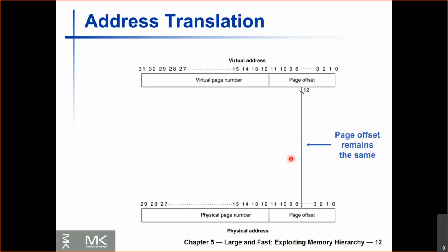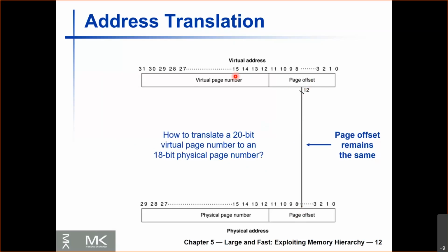Now, we said before that the page offset remains the same because the page offset differentiates bytes within a page. It's the same for the virtual page and the physical page because it's indexing inside the page, not selecting different pages. So what remains to be done is translating the virtual page number, which is 20 bits in this example, into a physical page number, which is 18 bits. How do I take a 20-bit value and translate it to an arbitrary 18-bit value?